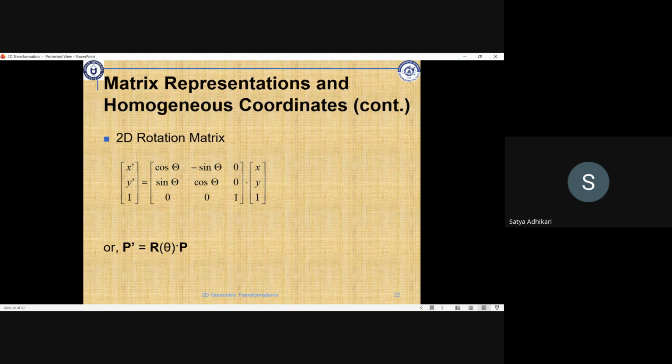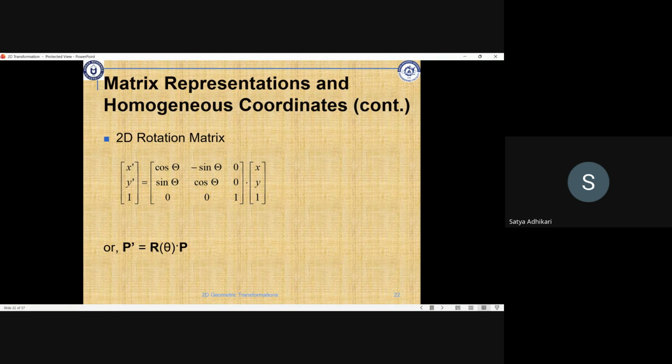So this is your same matrix, but we are able to represent it in homogeneous coordinates, because homogeneous coordinates are basically needed if we perform composite transformations and calculate the value in a single go. So you use homogeneous coordinates.